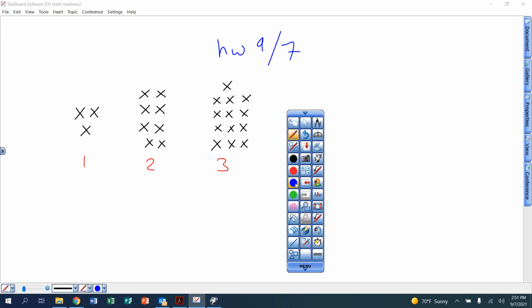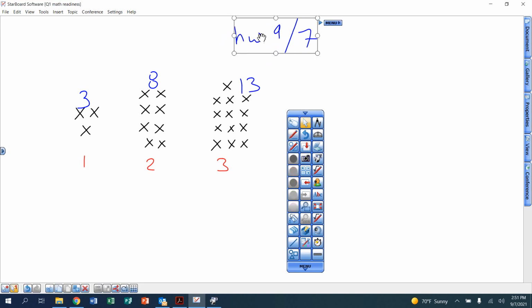This is going to be 3. 1, 2, 3, 4, 5, 6, 7, 8. This is going to be 8. 1, 2, 3, 4, 5, 6, 7, 8, 9, 10, 11, 12, 13. 13. Those are my key numbers right there that I'm looking for. Knowing that these numbers at the bottom, those are my X numbers.